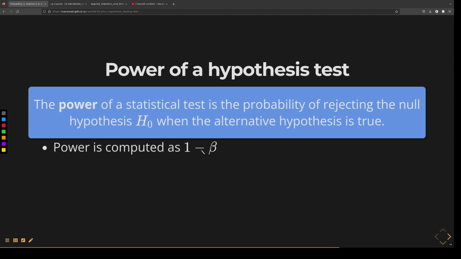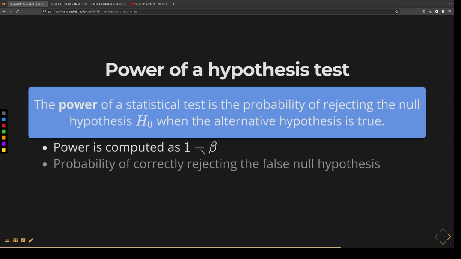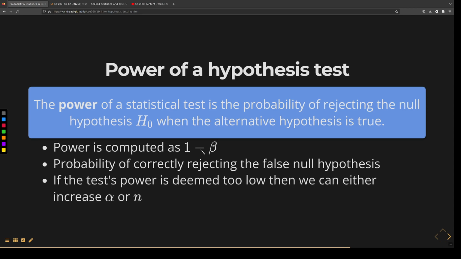The power is computed as 1 minus the probability of a type 2 error. And if the power of the test is considered too low by the engineer, then we can either increase alpha or n.